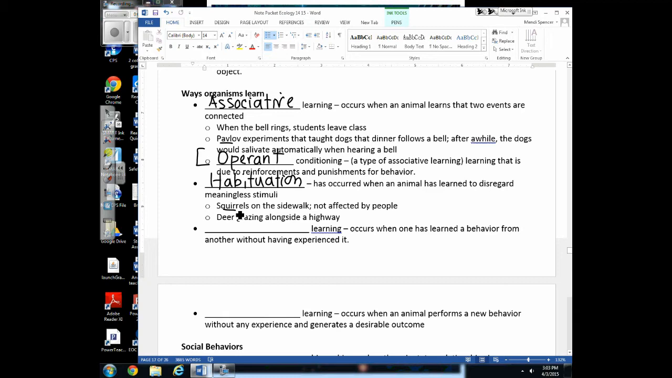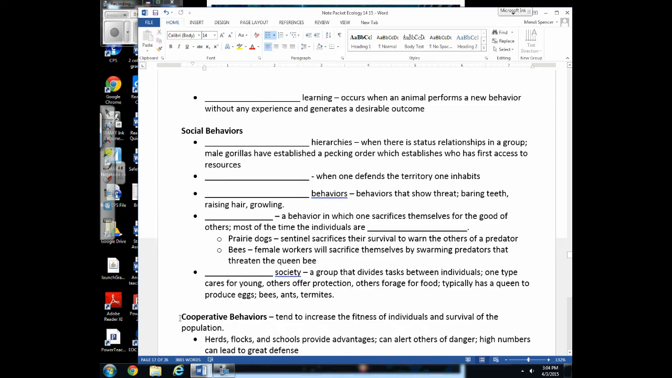Observational learning is just when organisms learn a behavior and they have never experienced before. And then there's innate learning. And that's just when an organism performs a new behavior that they've never experienced before, but that behavior has a positive outcome. So they learn that's a good behavior to have.